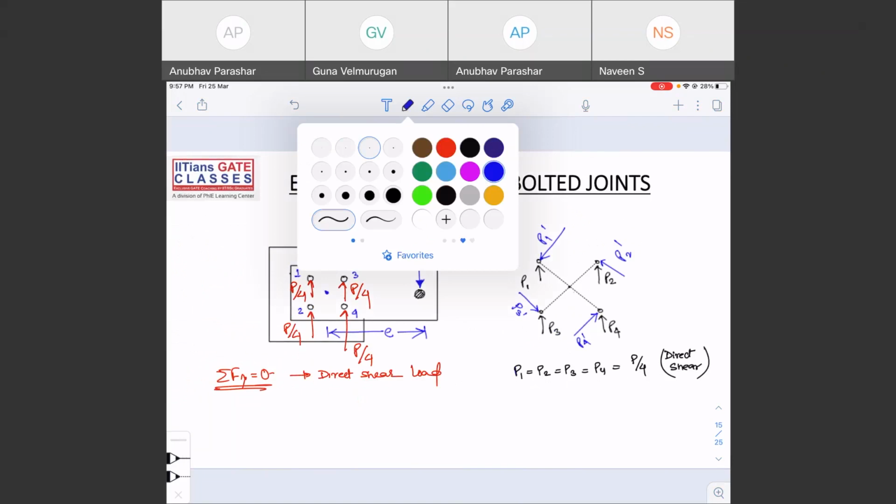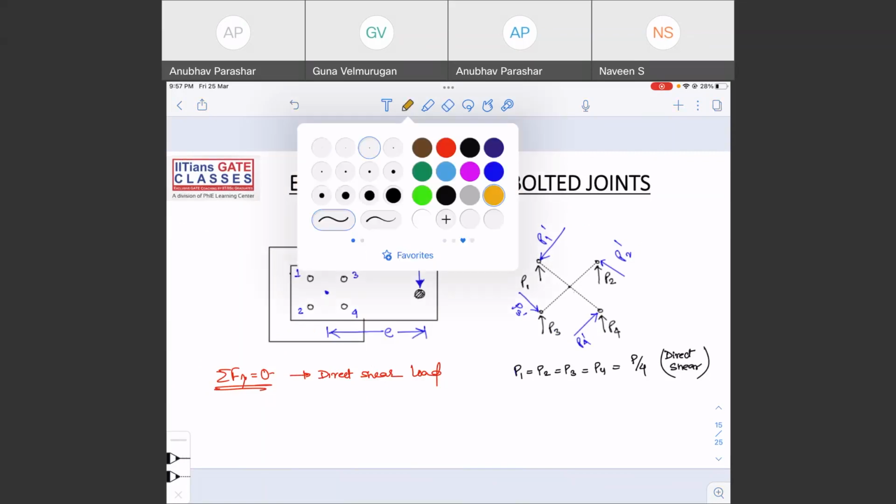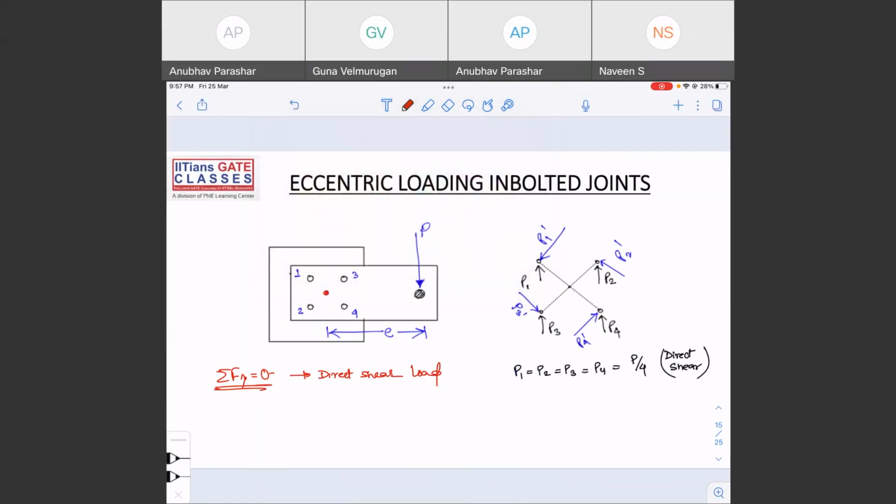Now there is one more type of load. What is the type of load? That is the moment. If you take a moment about point O, I am removing this. Let me say this is point O. If I take moment about point O, the summation of moment about point O should also be zero. The joint has to be in equilibrium. The joint is not moving, right?